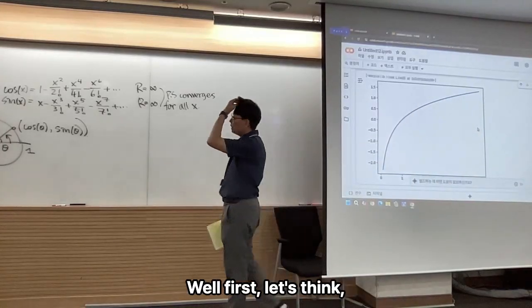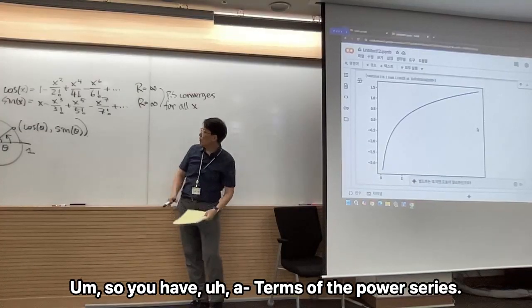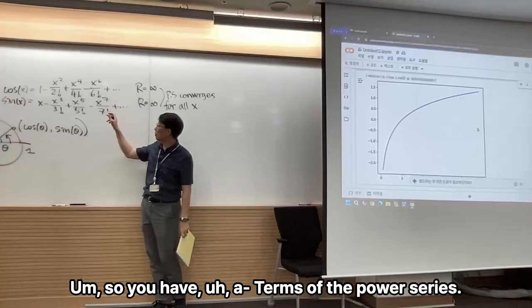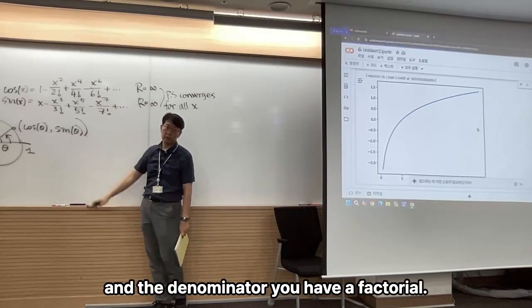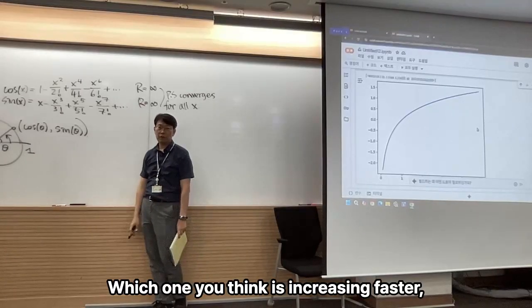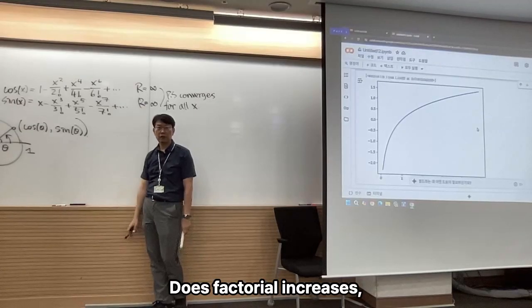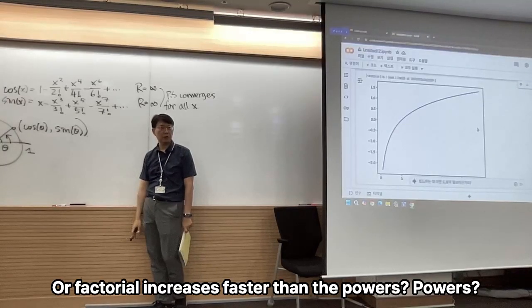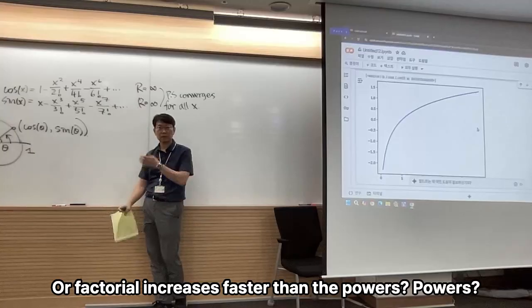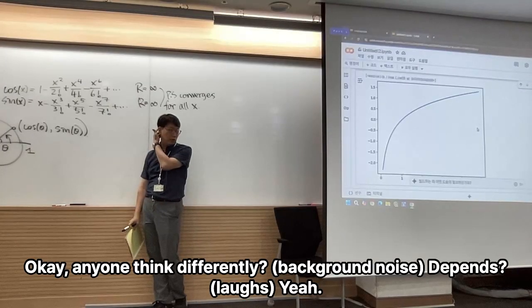So why is that? Well, first, let's look at the power series. You have terms of the power series. On the numerator, you have powers of x, and in the denominator, you have a factorial. Which one do you think is increasing faster, powers or factorial? Does a power increase faster than a factorial, or does a factorial increase faster than the powers? Powers? Okay. Anyone think differently?